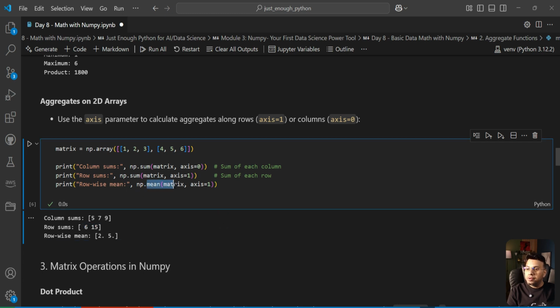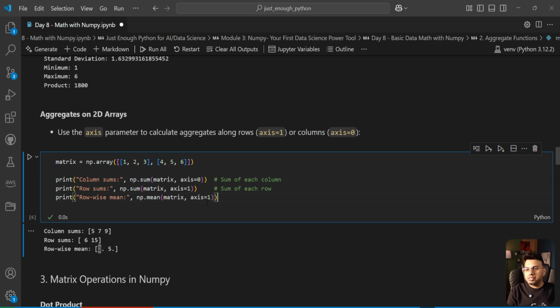Then we say mean of each row. So the mean of this is 2, and the mean of this is 5. And if you don't specify these axes, what will happen is that it's going to calculate this sum or this mean on the entire array. So this is how you apply aggregate functions along rows or columns. For rows, axis is equal to 1, and for columns, axis is equal to 0.